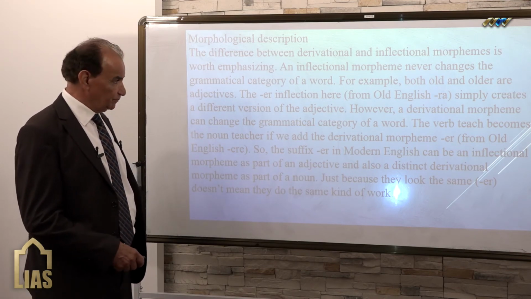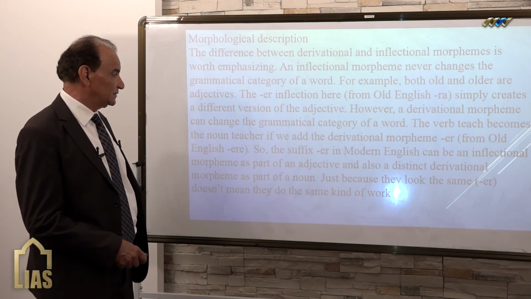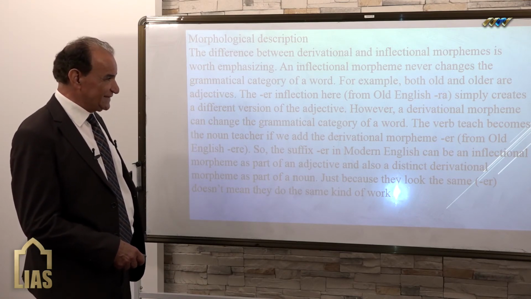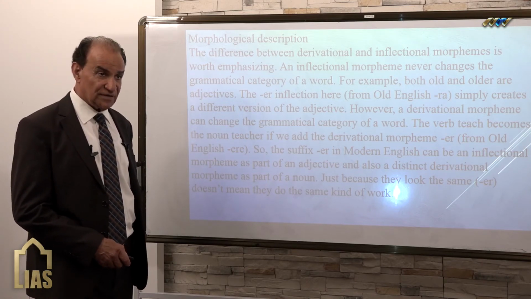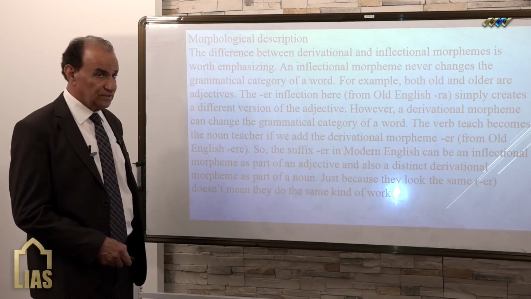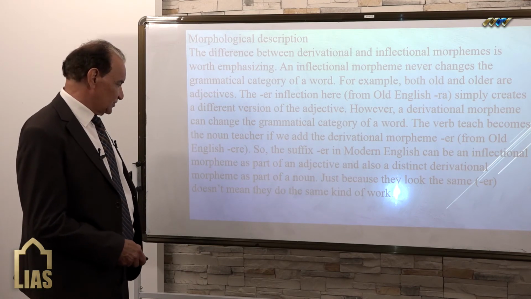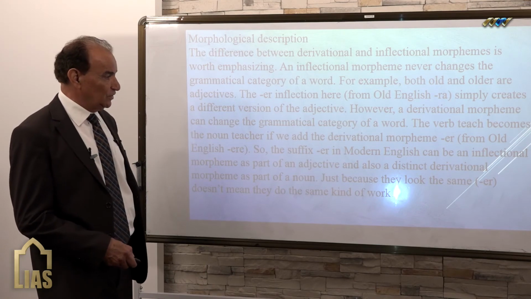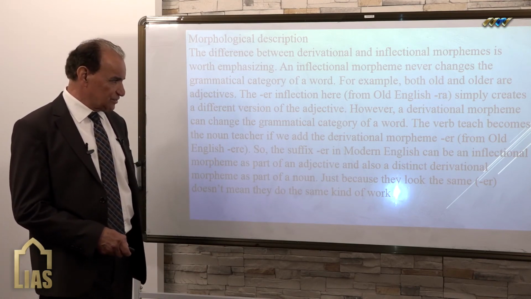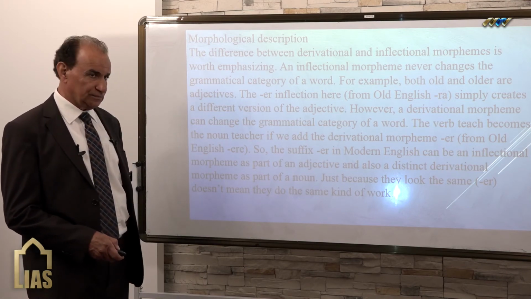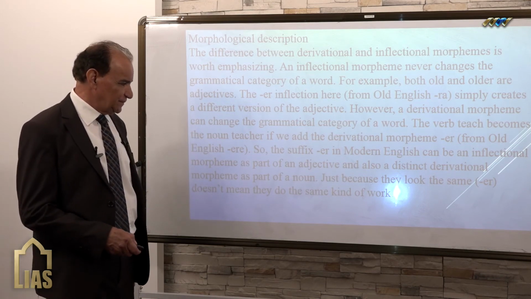He's older than me. However, a derivational morpheme can change the grammatical category of a word. Here we have to change the word. The verb teach becomes the noun teacher, because of the suffix er. Here, this is not inflectional but derivational. We change the verb into a noun. The suffix er in modern English can be an inflectional morpheme as part of an adjective and also a distinct derivational morpheme as part of a noun. Teach, teacher. Just because they look the same, er, doesn't mean they do the same kind of work.